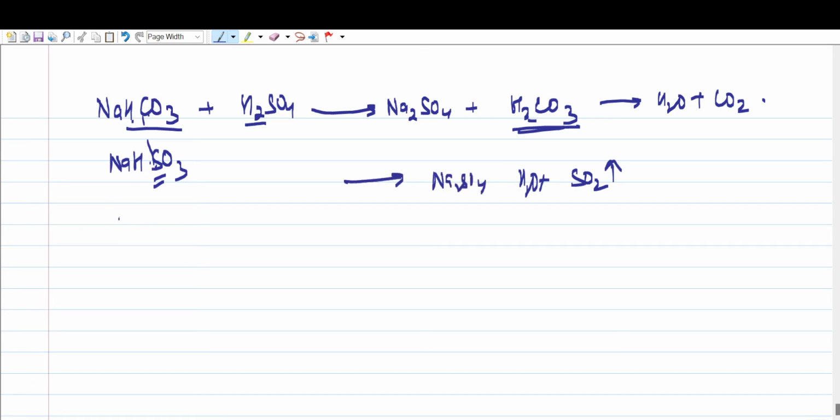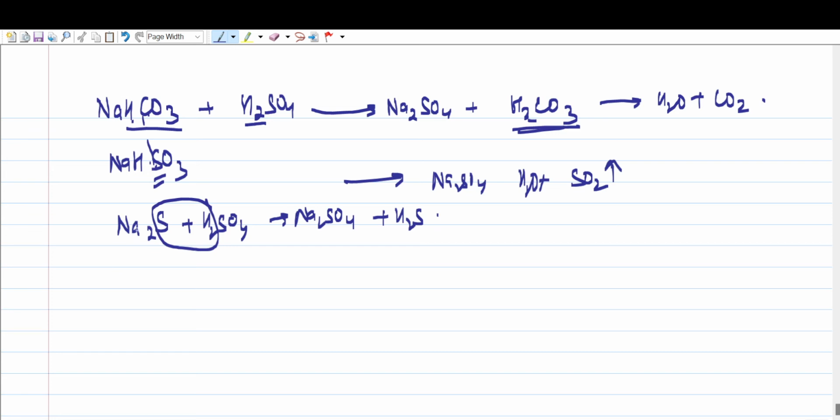Okay, if you have taken Na2S plus H2SO4, then you will get Na2SO4 plus hydrogen sulfide. So children, ये वही reactions हैं, same reaction है जैसे हमने करे थे hydrochloric acid में.